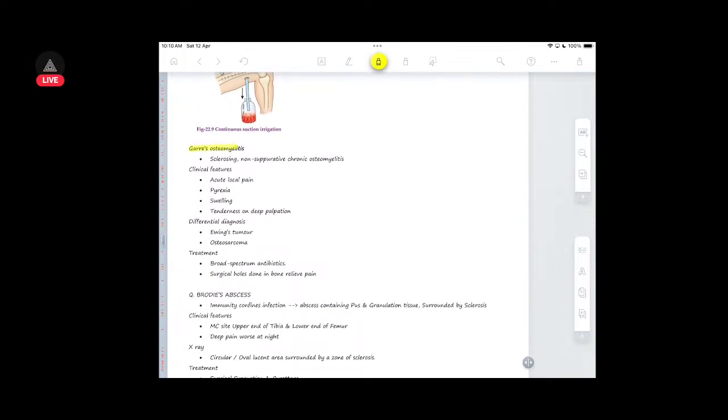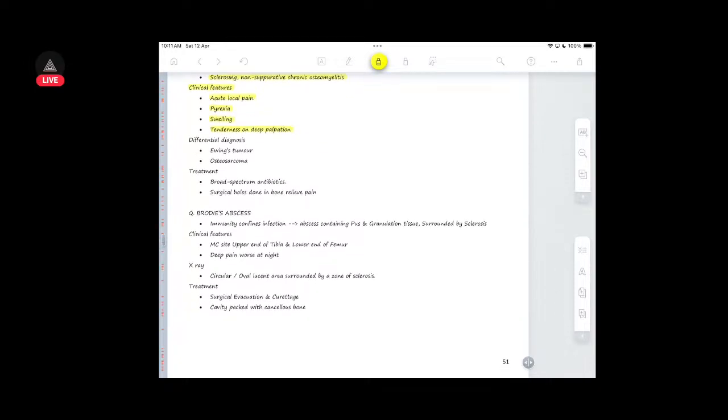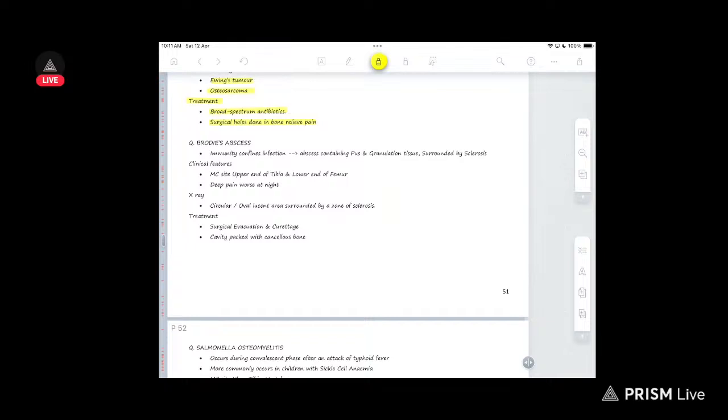Then you have Garre's osteomyelitis, which is a sclerosing non-suppurative chronic osteomyelitis. Clinically, it can appear as acute local pain, pyrexia, swelling, tenderness on deep palpation. So it can also mimic sarcoma and osteosarcoma. Treatment is broad spectrum antibiotics and surgical holes done in the bone to relieve the pain.